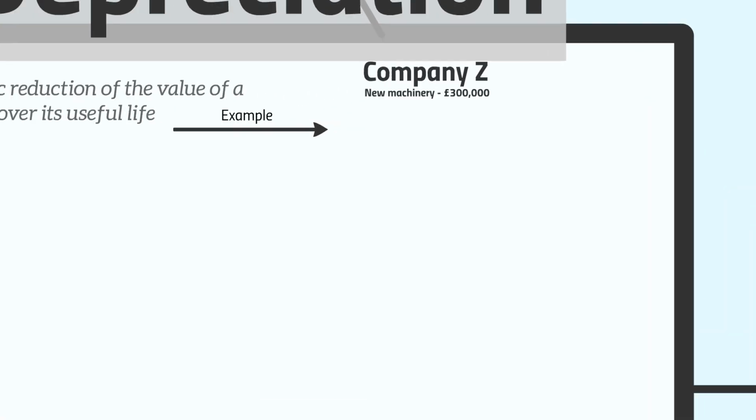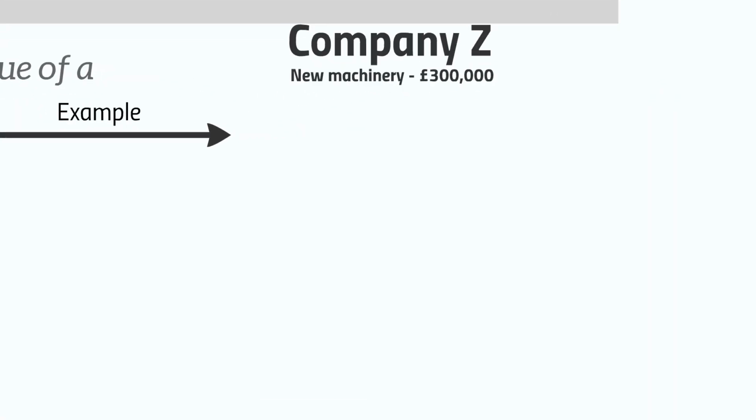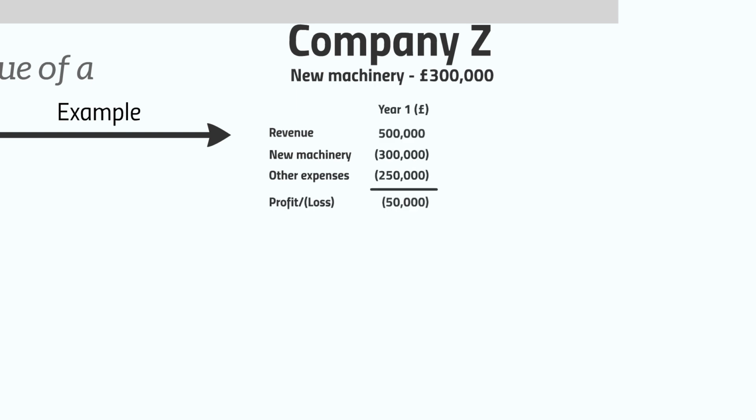Now that may seem simple enough, but an example should show you why it's important that we do this to non-current assets. So we have our example, Company Z, and they buy some new machinery, and it costs £300,000 to buy the new machinery. So let's take a look at the impact of that on their financial statements. These are the lines that are going to be affected.